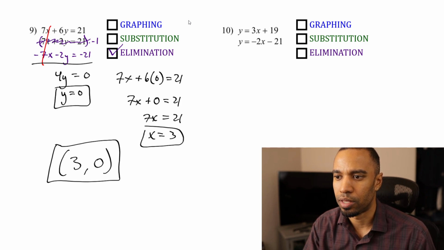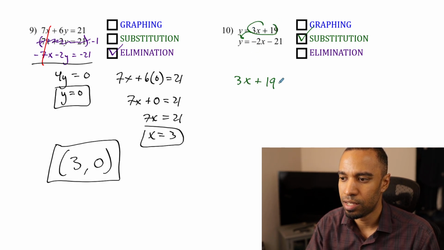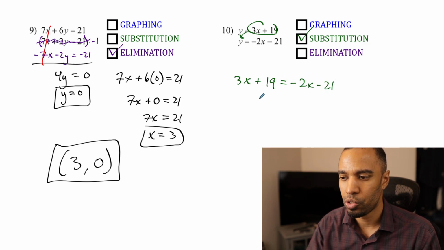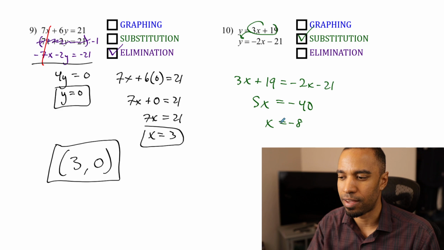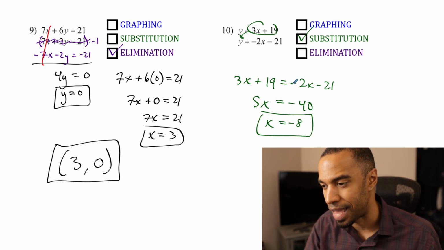I'm only going to substitute on this one here, and in doing so, I'm going to set this in for y, 3x plus 19, equals -2x minus 21. Add 2x over, subtract 19 over, divide both sides by 5, I get x equals -8. Very fast substitution problem on that front.